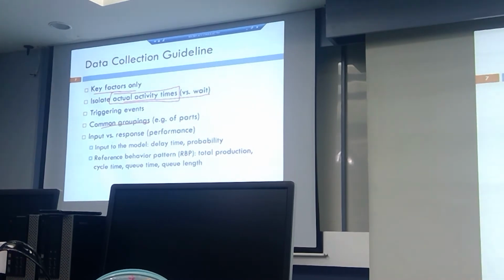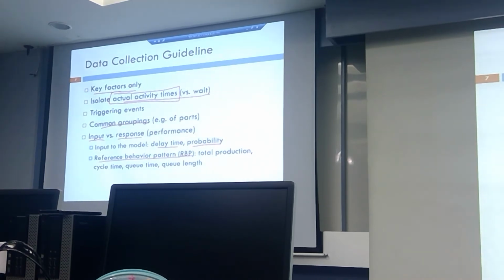And then this one is very important. You have to understand the difference between input and the response or performance of the system. Input is the one that we're going to put in the model, usually the delay time, the probability, the interarrival time. The response or the performance, sometimes we call it RBP or reference behavior pattern, is the output of the system. So we will never put this information in the model. It will be generated after the model is run, using the input that we put in.